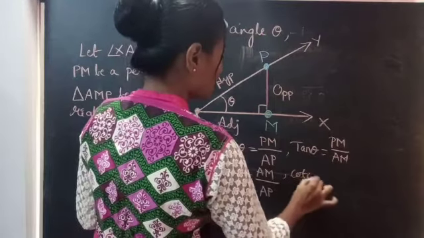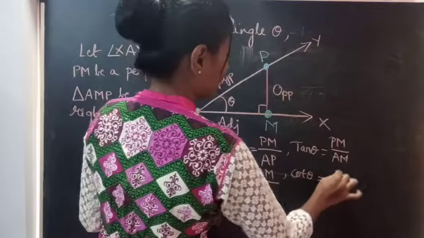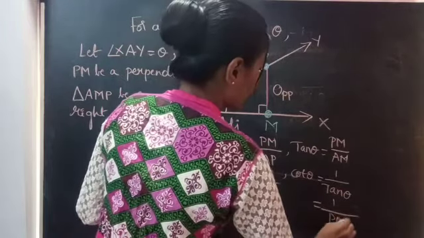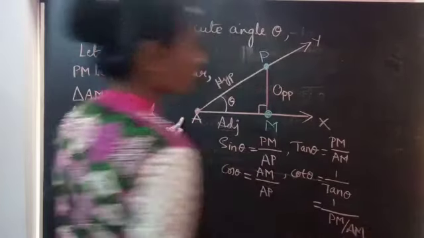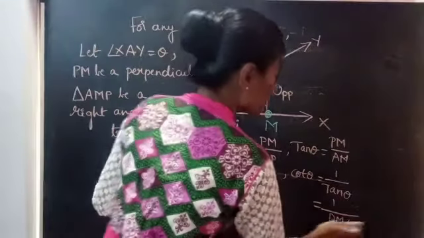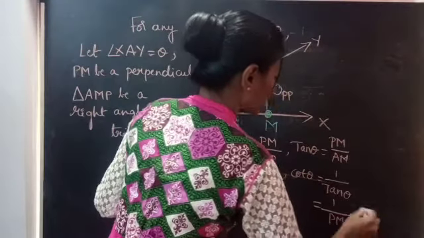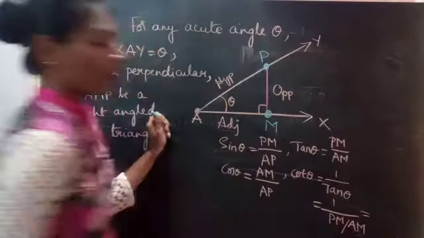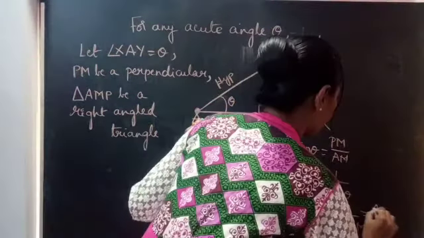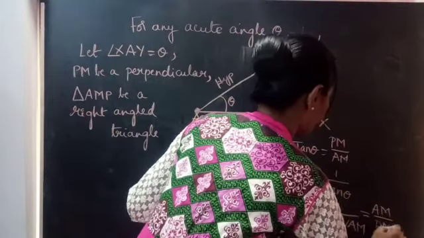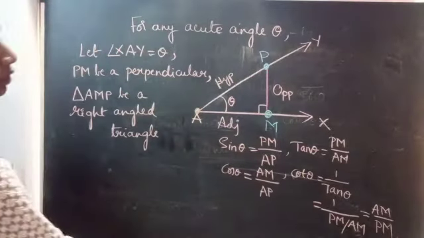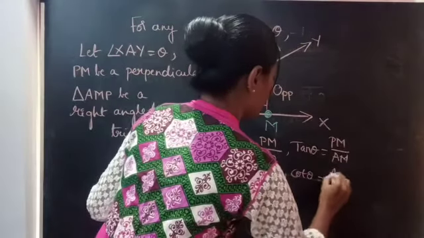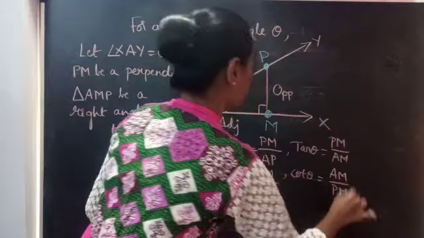And cot theta is the reciprocal of tan theta, that is 1 by tan theta, which is equal to 1 by PM by AM, which is equal to AM by PM. So cot theta is equal to AM by PM.